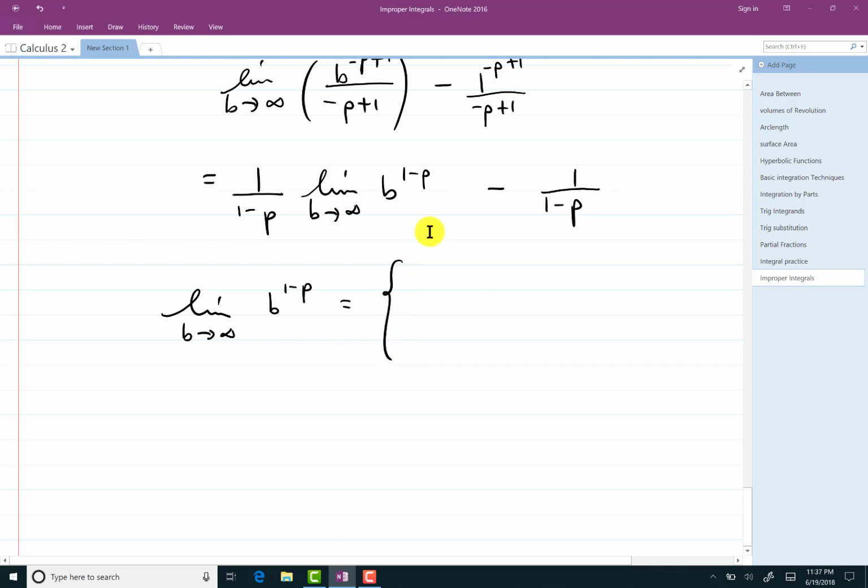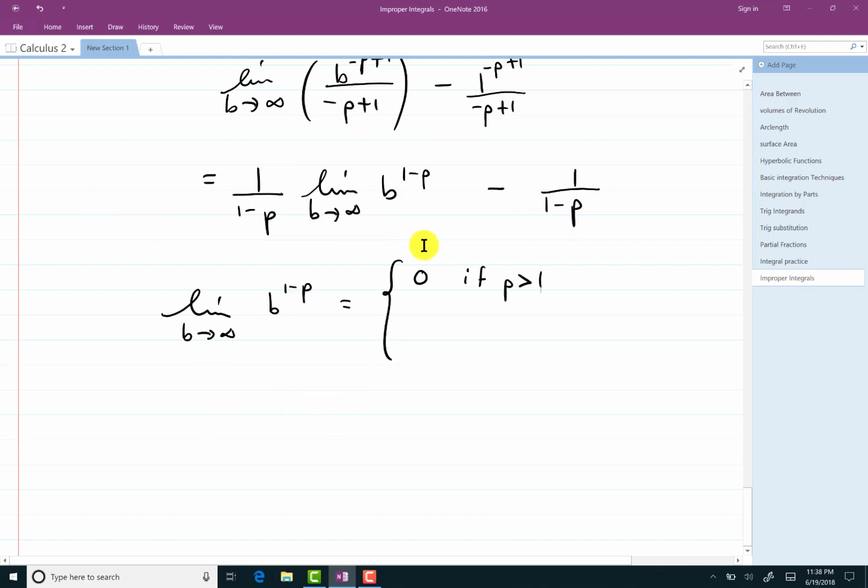So if p is such that this piece is negative, then this will go to 0. So that'll equal 0 if p ends up being greater than 1, because if p is greater than 1, this is a negative number. P equals 1 will be taken care of later. I won't even do the integration to deal with that part. Will I? No, I will. It's not quite this simple.